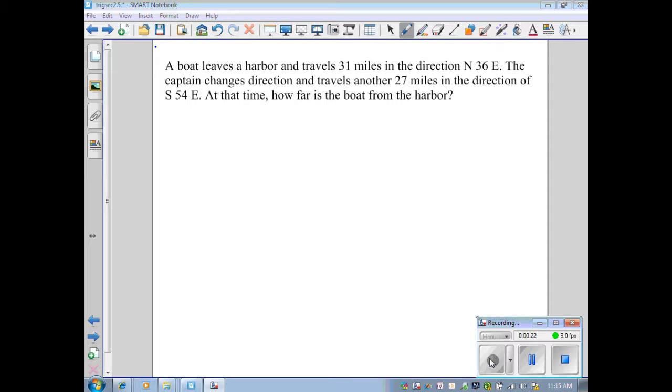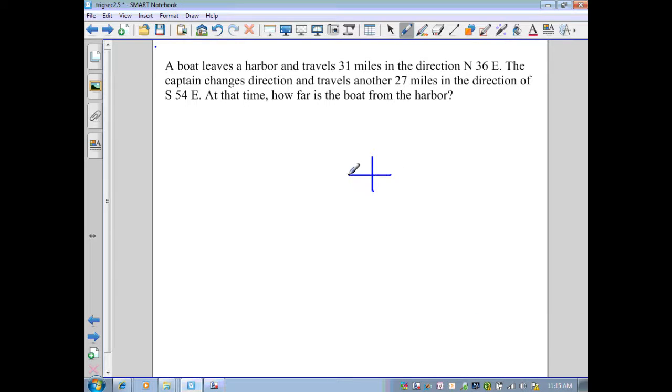Let's start by drawing a diagram. We initiate with a coordinate plane, and our first direction is north 36 degrees east. Our first vector starts north, and then we travel 36 degrees east. Then we change direction, and we travel at south 54 degrees east. Another coordinate plane. South 54 degrees east. And they want to know how far we are from our original starting point.